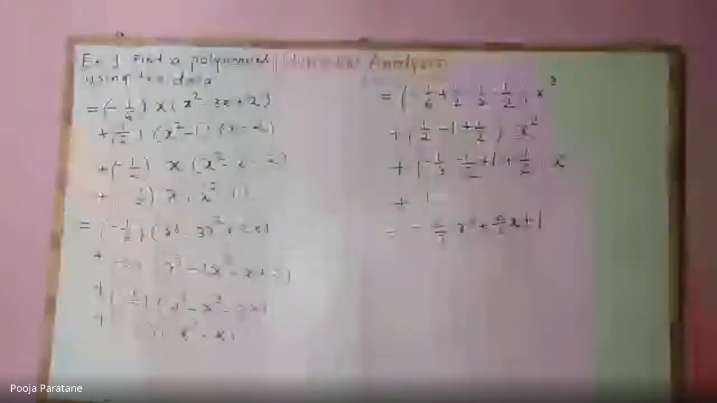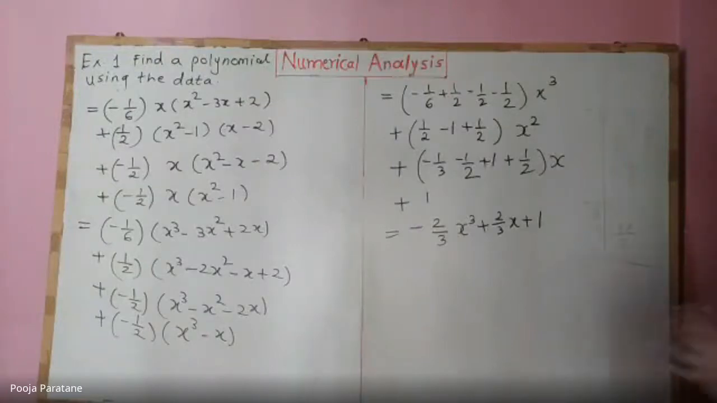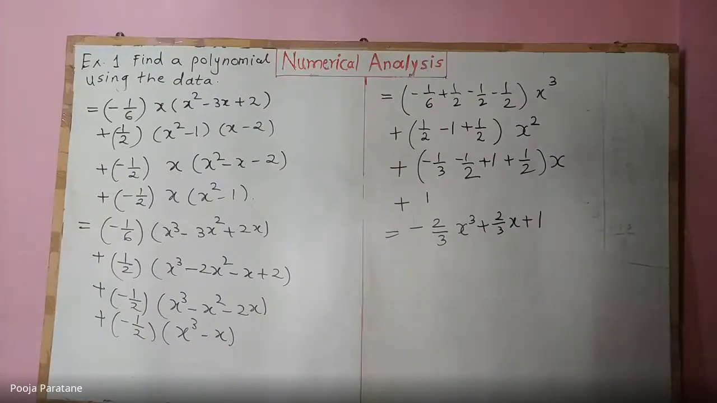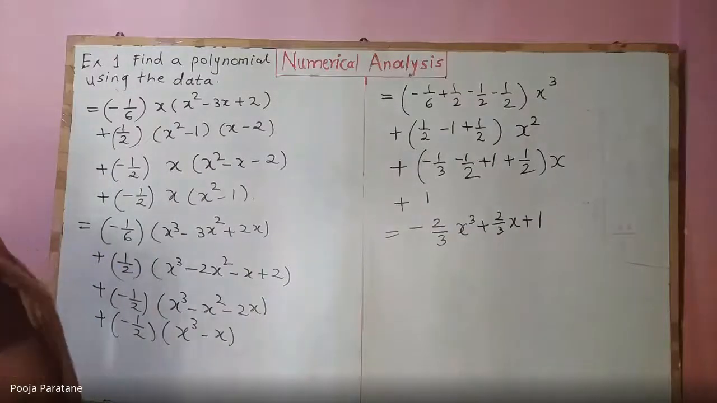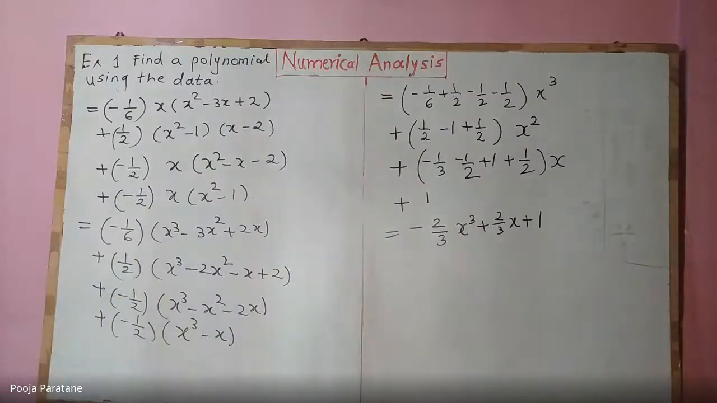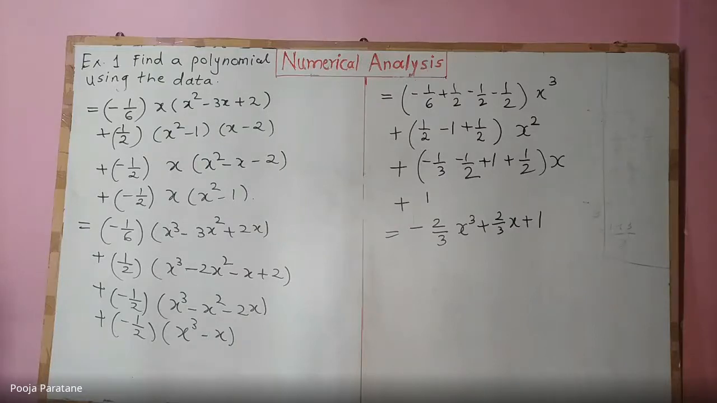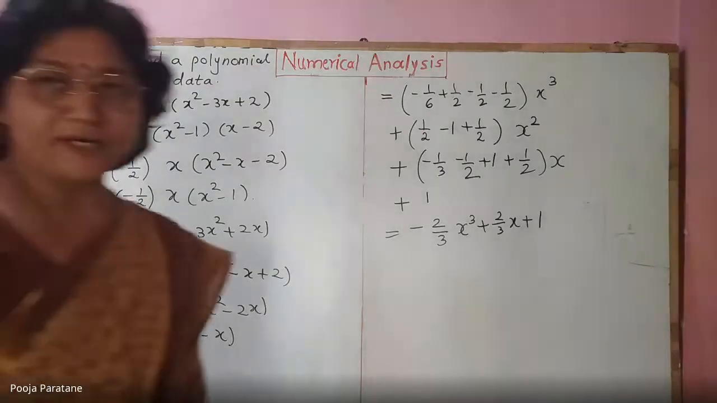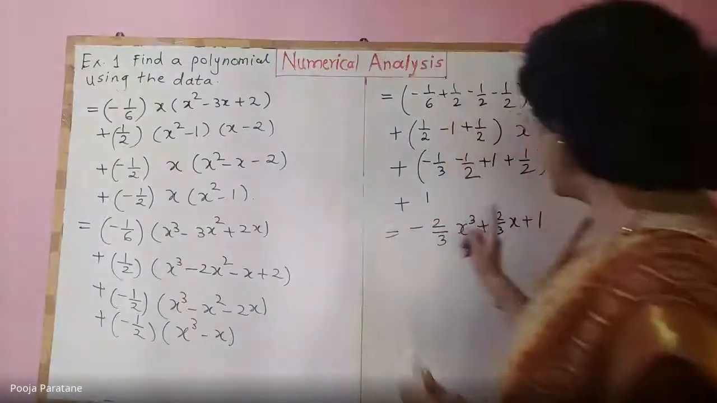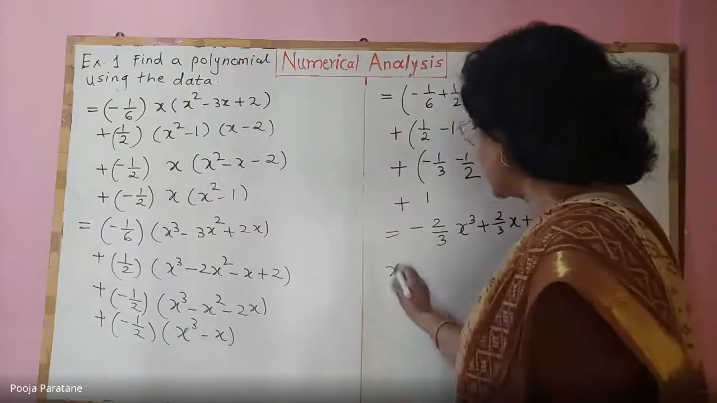So now how to check whether this polynomial is correct or not? Take any value of x and substitute it in this formula, and check whether we are getting the corresponding y or not. So you can check it. If you put x equals 0, what is the corresponding value of y? It is 1. So it is verified.